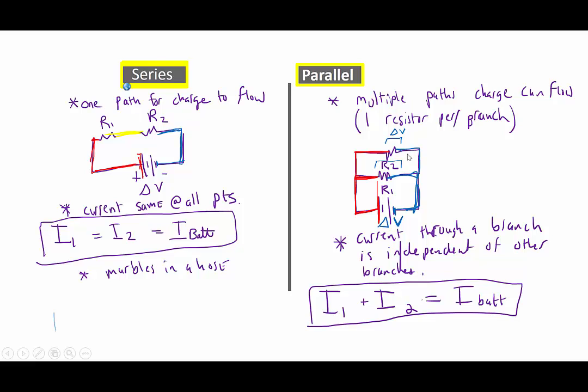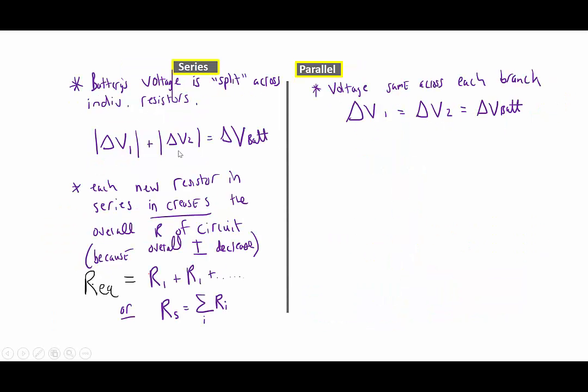Whereas in series, I lost a little more, I was at the bottom. So each one of those drops added up to the total, whereas here they were all equal to what the battery was providing. Now I've got a little analogy here, and I'm just going to draw a little slide here.